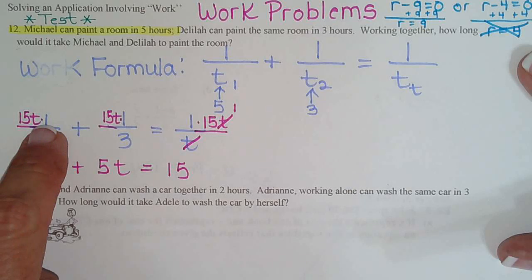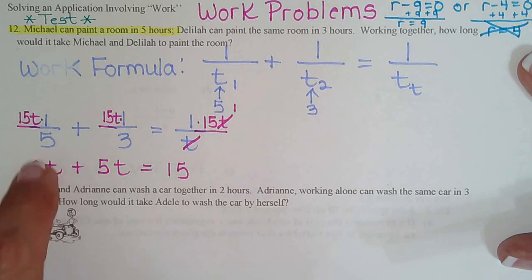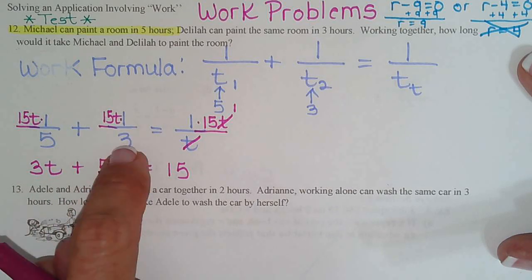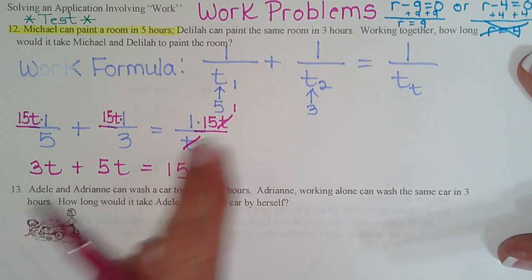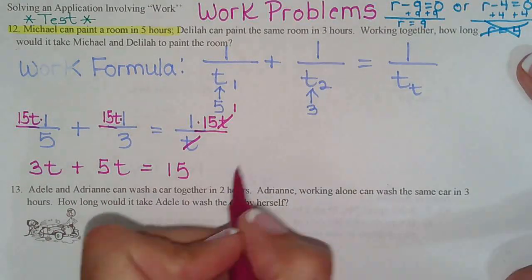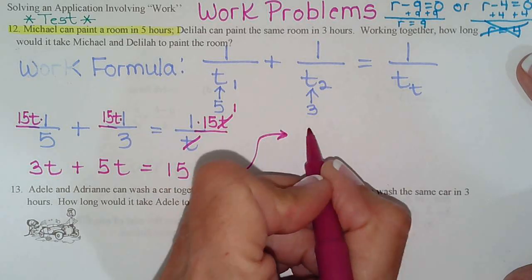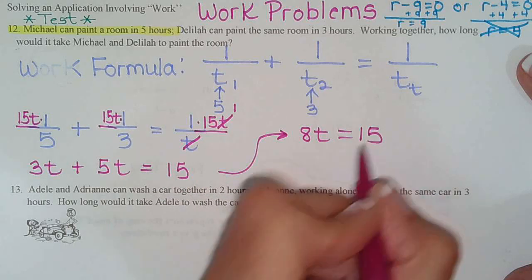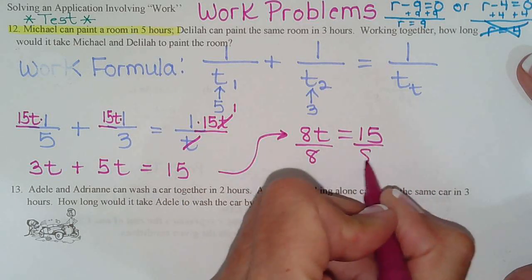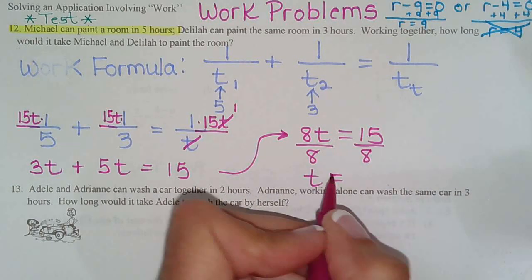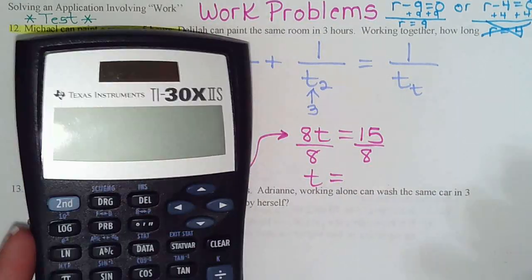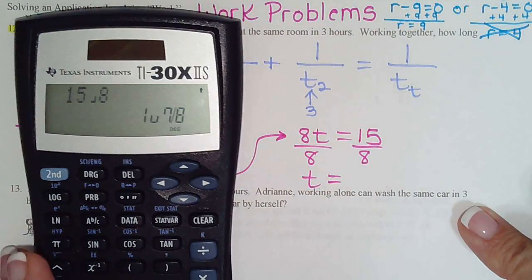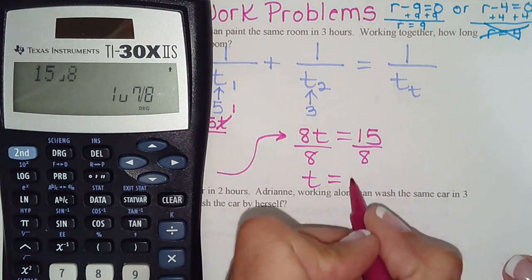Okay, so multiply the top: 15t divided by 5 is 3t, 15t divided by 3 is 5t, the t's cancel, 15, and look at that. We're almost done already. Two-step equation. 8t equals 15. Divide by 8, divide by 8. So let's use our calculator. 15 fraction bar 8, and that's 1 7/8 hours.